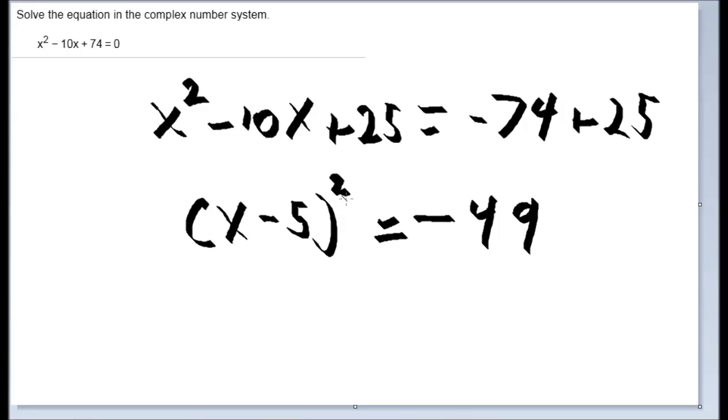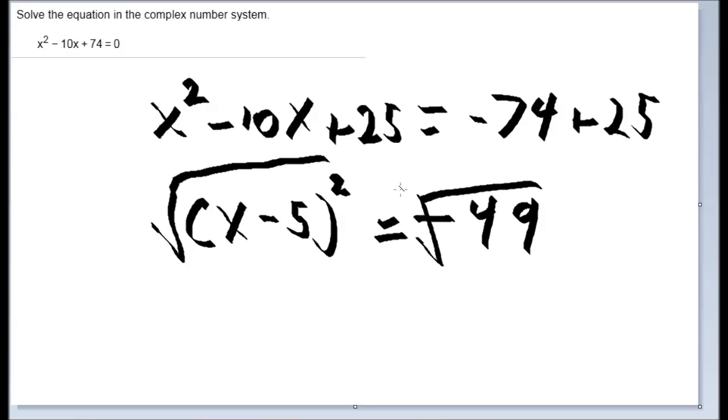Okay, now you can see a square equals a negative. That's going to be a problem. We're just going to go ahead and take the square root of both sides like this, and take the square root of both sides here. Don't forget to put a plus and minus in front of it.